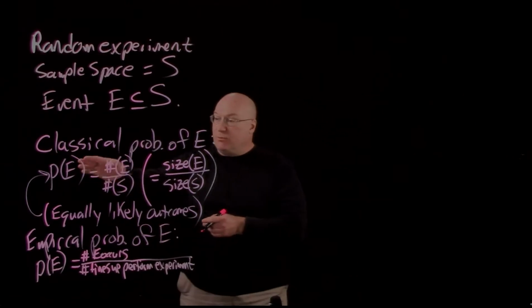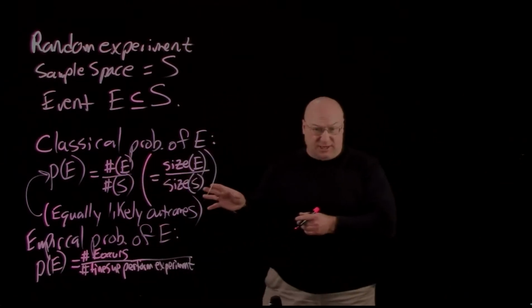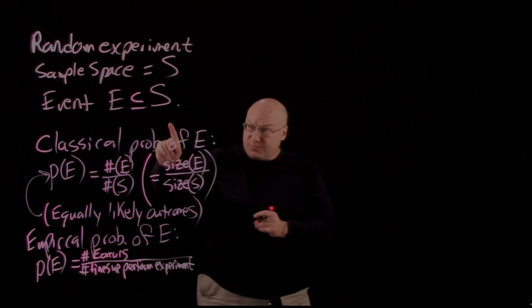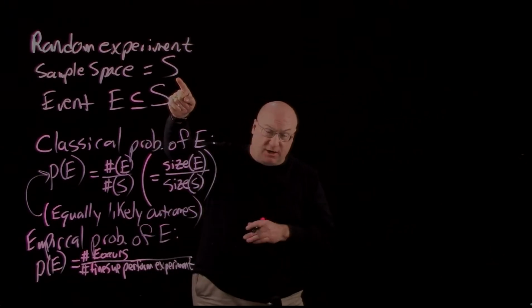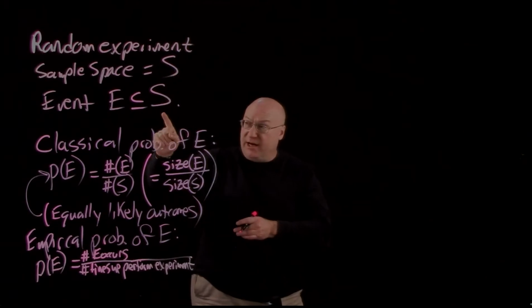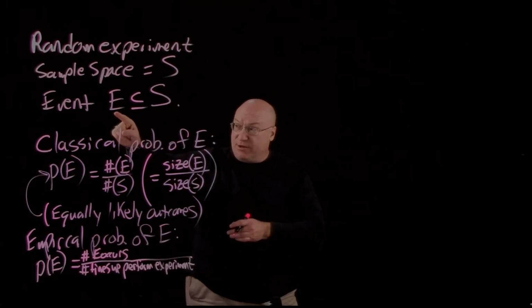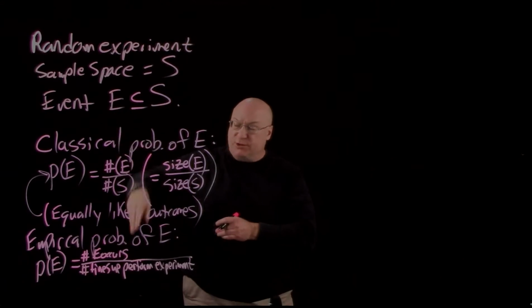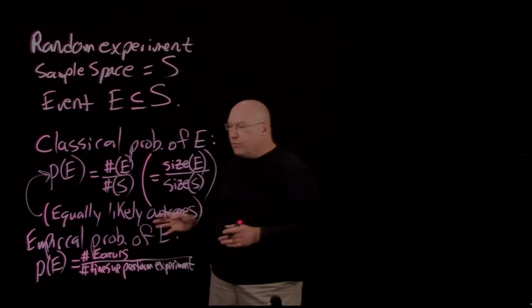Up here with the classical probability, we're not doing any of the experiment at all, correct? We are just figuring out what the set of possible outcomes are, assuming they're equally likely, and the number of outcomes in E, and under the assumption of their being equally likely, we just do the division. There's no actually performing the experiment.